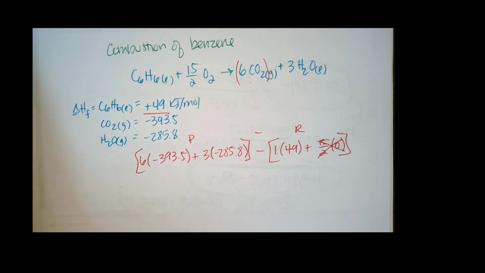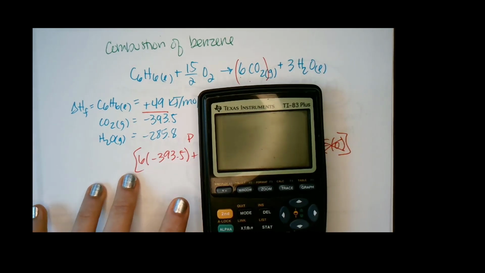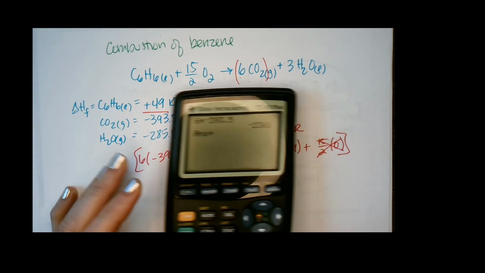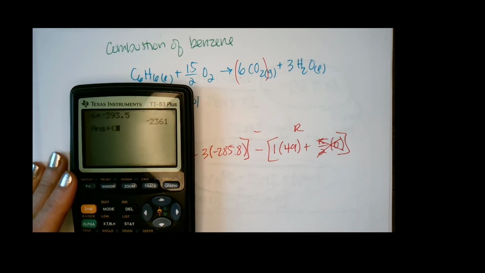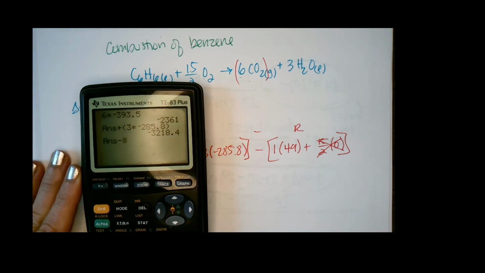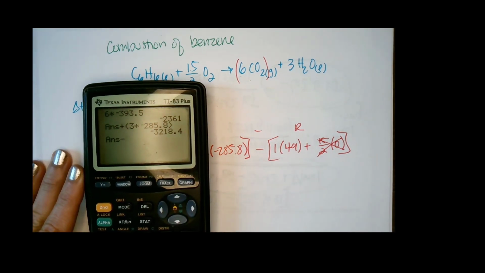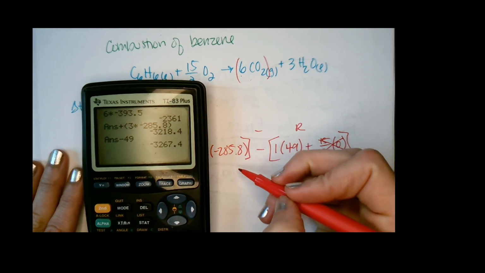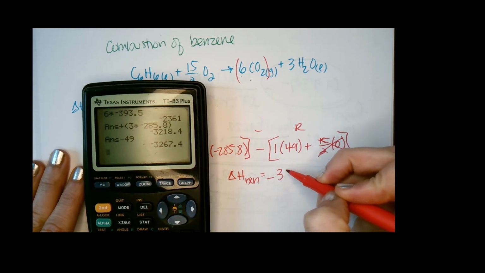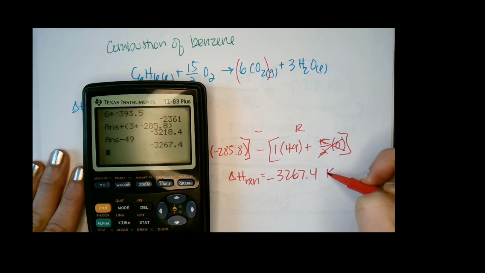All right, so let's put in our math here. 6 times negative 393.5 plus 3 times negative 285.8. So that's my product sum minus our reactants. 1 times 49 is 49. So we should have a delta H for the reaction of negative 3267.4 kilojoules per mole.